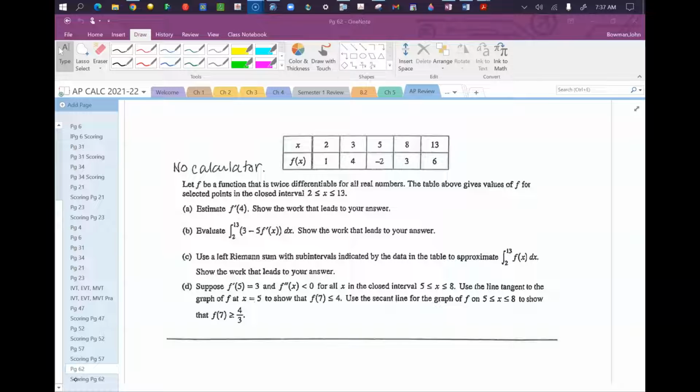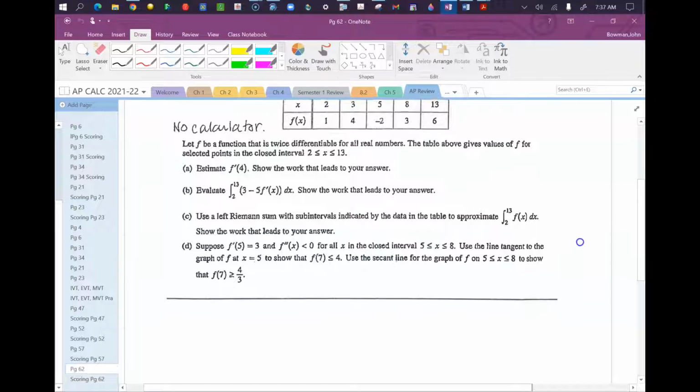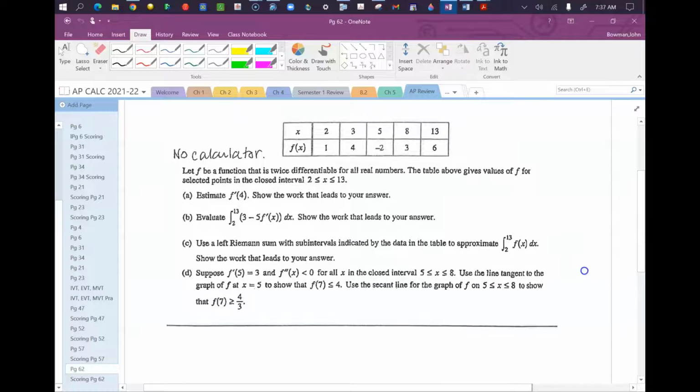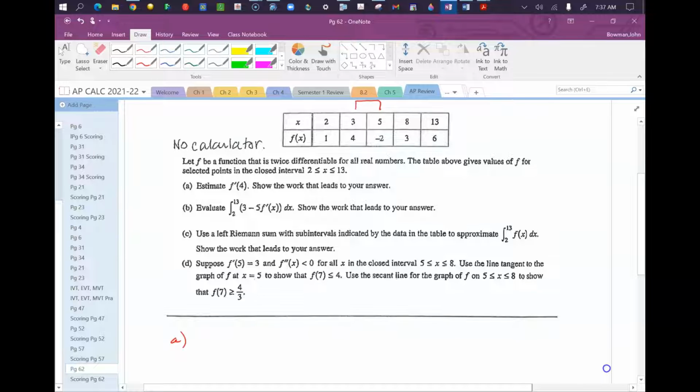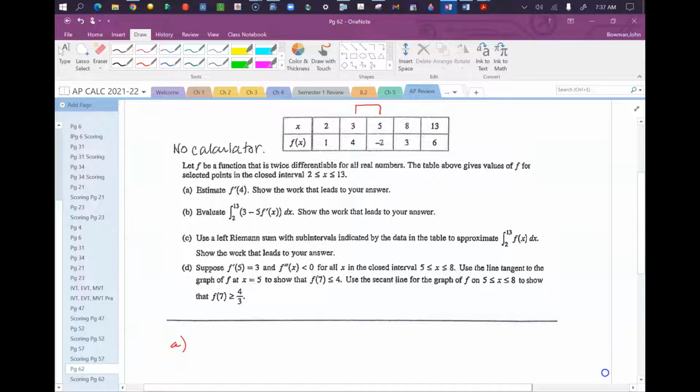Let f be a function that is twice differentiable for all real numbers. The table above gives values of f for selected points in the closed interval from 2 to 13. Estimate f prime of 4, show the work that leads to your answer. Okay, so f prime of 4 would be the derivative of f at 4. You notice we don't have a value for f at 4, but we have two values near it.